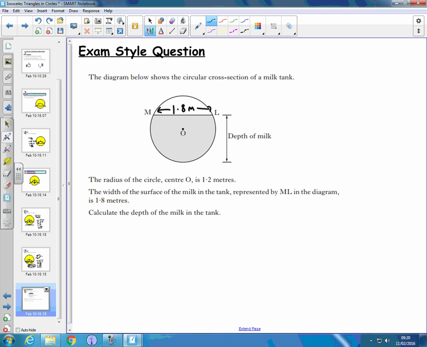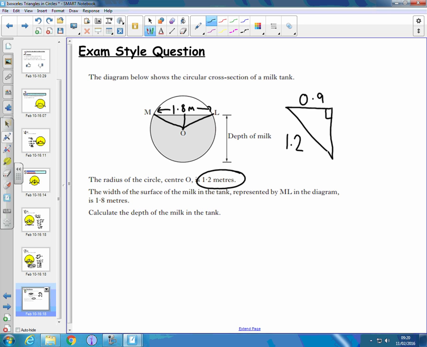So first thing we've got to do is create right angle triangles. Now, similar to the other diagrams, I'm going to just draw in the radius on each side, and then our perpendicular bisector. And as you can see, that diagram's quite small. So I'm going to draw out a bigger triangle, and we can put the information on that. So we do have a right angle there. Now, if the whole ML is 1.8, that means that this bit must be 0.9, half of that. And we're told in the question that the radius is 1.2.